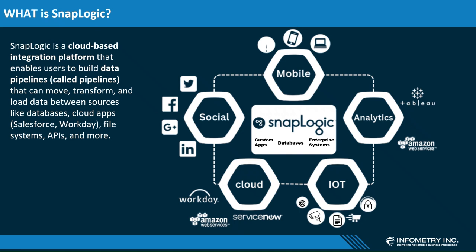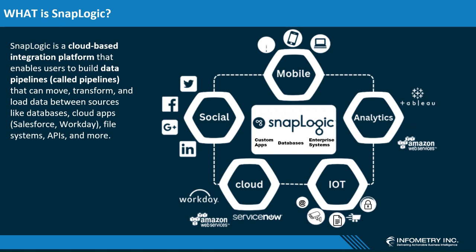SnapLogic is a cloud-based integration platform. This means it works on the cloud and helps different systems talk to each other. With SnapLogic, we can build something called data pipelines. These pipelines allow us to move data from one system to another. We can also transform the data and load it into different places based on our needs.